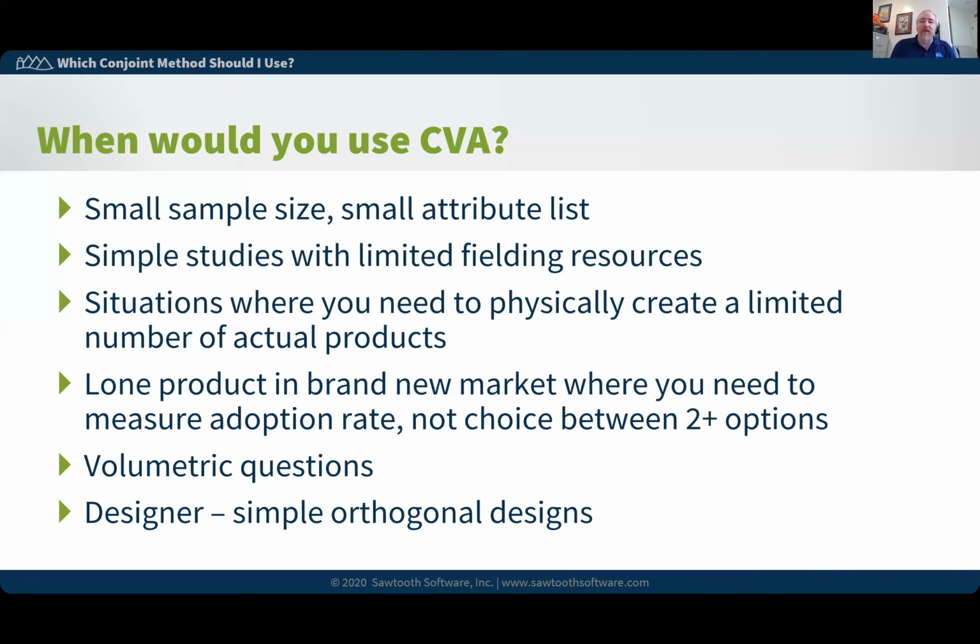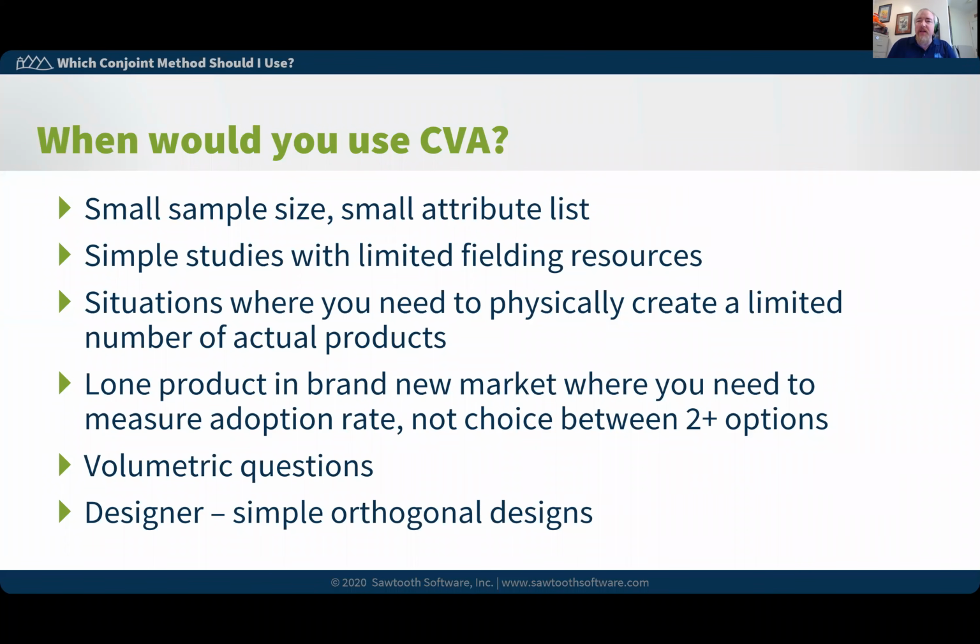Okay, a couple more. Volumetric questions. One thing you can do with CVA is show them a product and ask, how many of these would you buy? A lot of times for these types of questions, we would just use a CBC question, but there are situations where a volumetric question might be the more appropriate thing to do, where you show them a product and say, how many of these would you buy? Okay, now we've changed a little bit. How many would you buy now? And so it can be used for that.